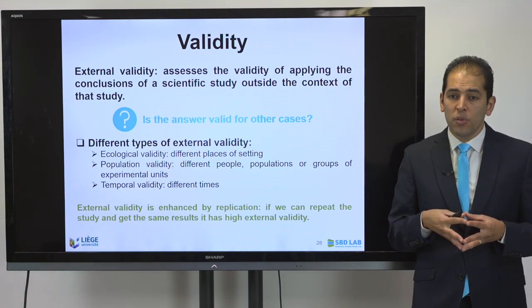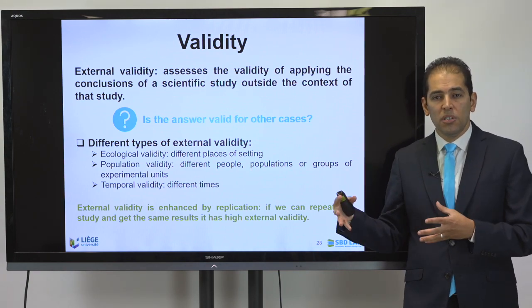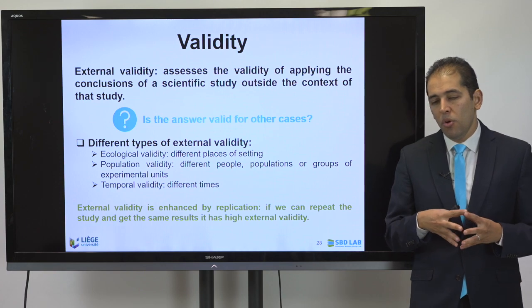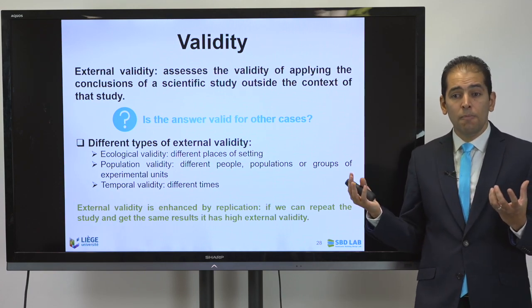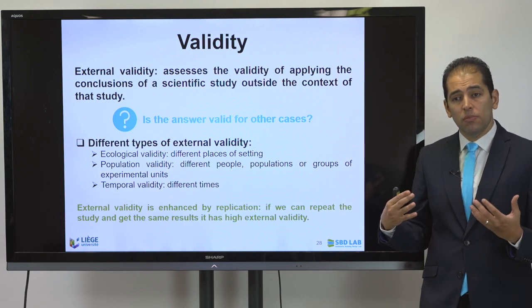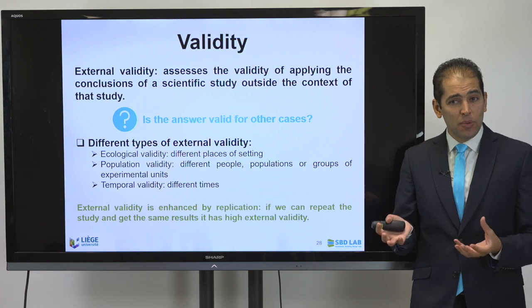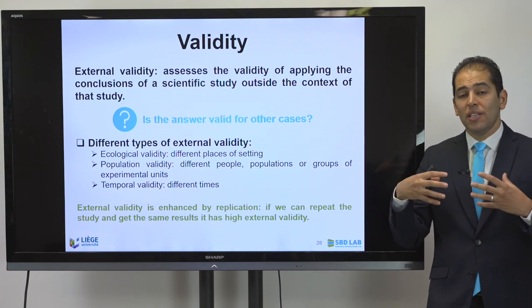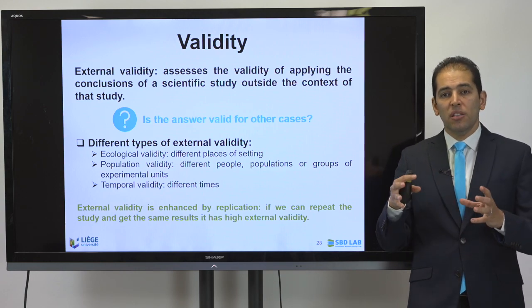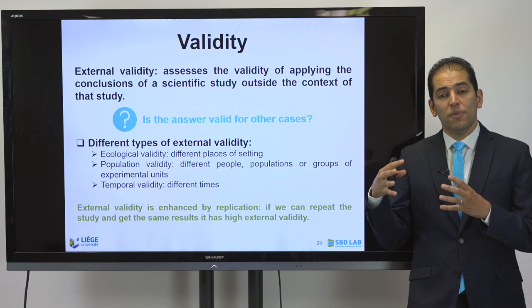Are the results influenced by temporality, by the time? If we put it in a different time, in a different season, in a different moment, are we going to have the same results? So the external validity is enhanced by replication. And if we can repeat the study and get the same results, then we will have a very high external validity, which means that I will conduct my observation in different countries, in different populations, with different subjects, at different times.